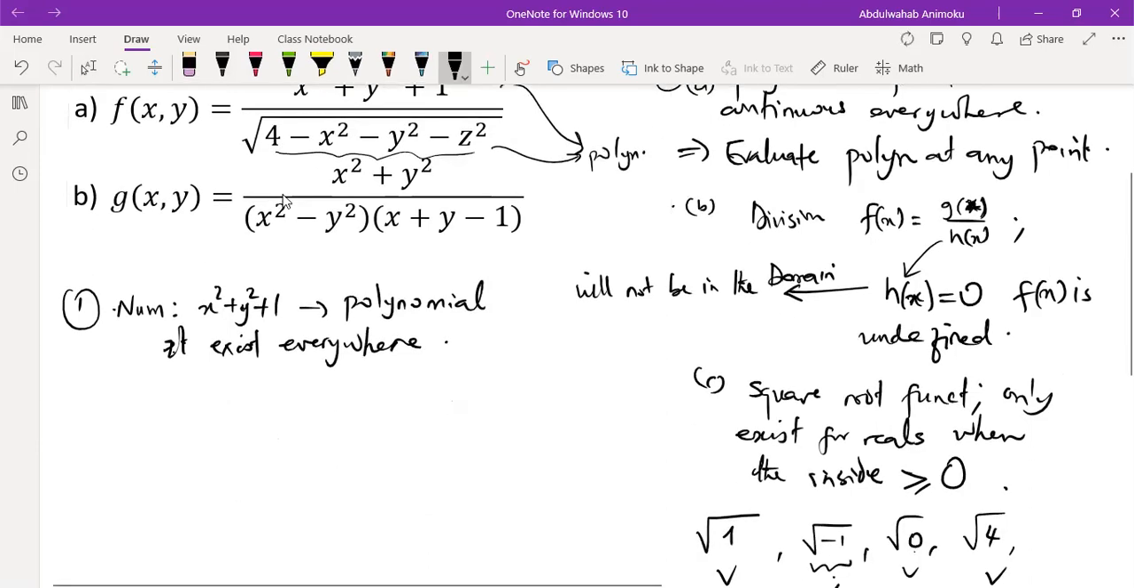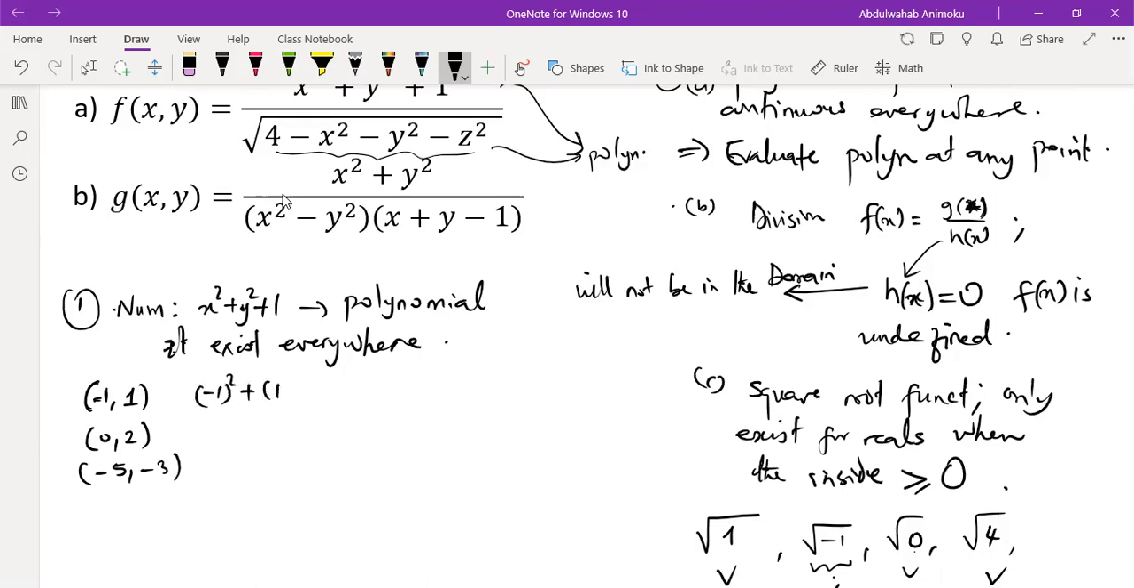What I mean by that is, I can pick any coordinate for X and Y, and I'll be able to evaluate this X squared plus Y squared plus 1. So I can pick for example, -1, 1, 0, 2, choose any number that you want, right? -3. You could check all of this and you find out that this function exists for all these numbers, because it's a polynomial. All of this can be evaluated.